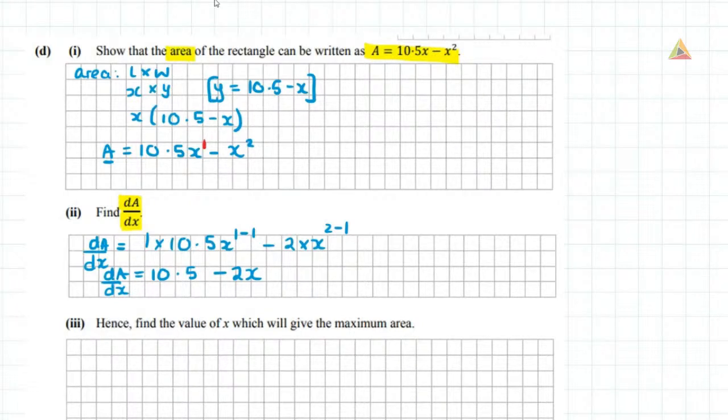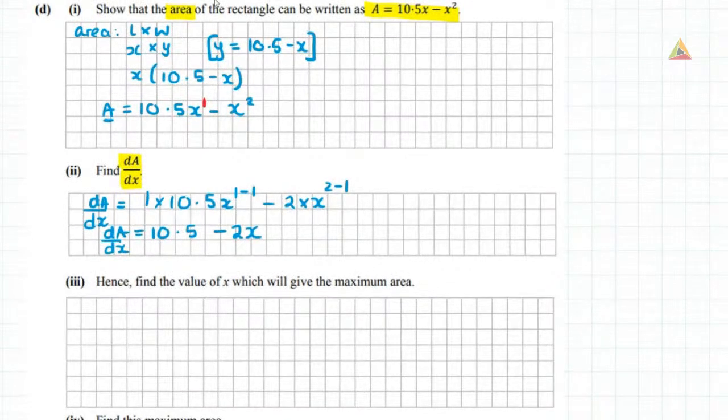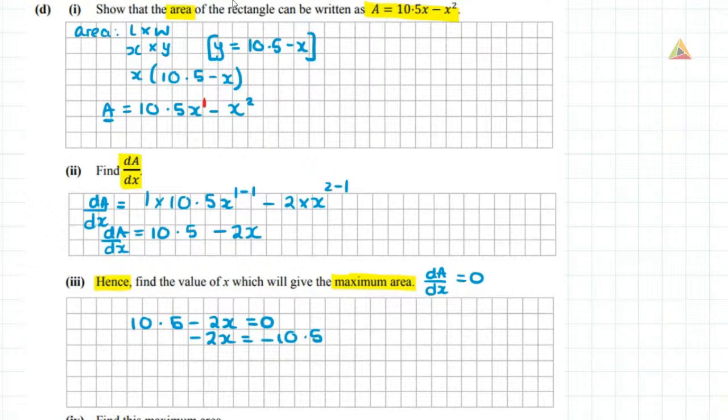And then it says, hence find the value of x which will give the maximum area. So remember, when we see hence, we have to use our answer that we've just found. And when we see maximum area, that's going to be dA dx is equal to 0. So we're going to take that formula 10.5 minus 2x and we're going to put it equal to 0. So I'm going to subtract 10.5 from both sides and then I'm going to divide both sides by minus 2 and I get x is equal to 5.25.